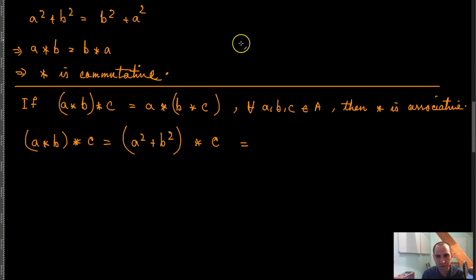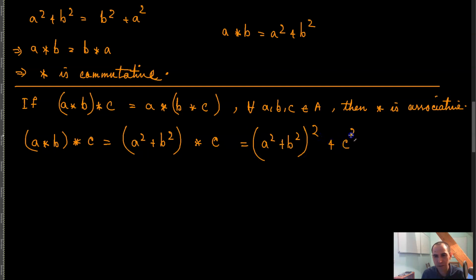Basically we know that A star B is equal to A squared plus B squared. That means that you take this number, raise it to the second power, take the second number, raise it to the second power, and add them together. So I have to take this whole thing, A squared plus B squared, raise the whole thing to the second power, and add to that C raised to the second power, right?